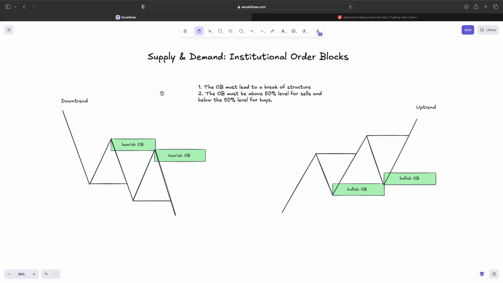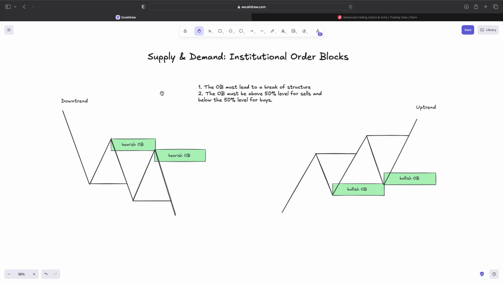On the previous lesson, we had a brief discussion on how order blocks are formed from every high or low in the market. But we can't look for trading opportunities from every high or low because we might end up taking those low probability trades. Which brings us to institutional order blocks.